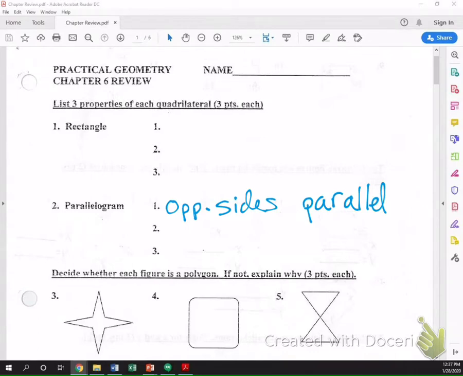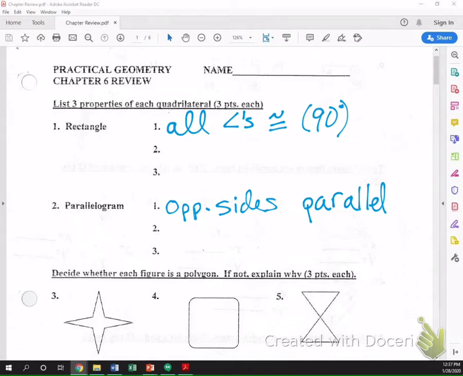What else? Yes. For rectangles, all the angles are congruent. They are actually all 90 degrees. Rectangle consecutive angles are supplementary. That works for either one. So a rectangle is actually more specific than a parallelogram. So if it works for both, I'm just going to put it under parallelogram.